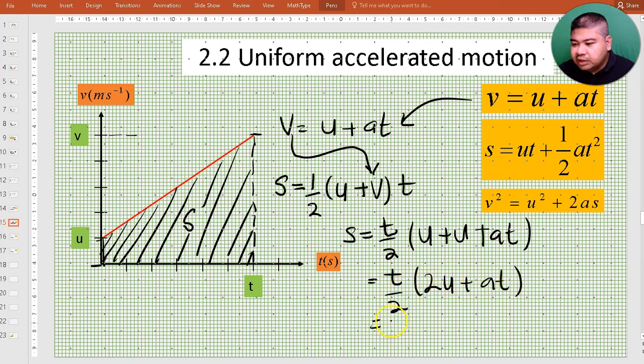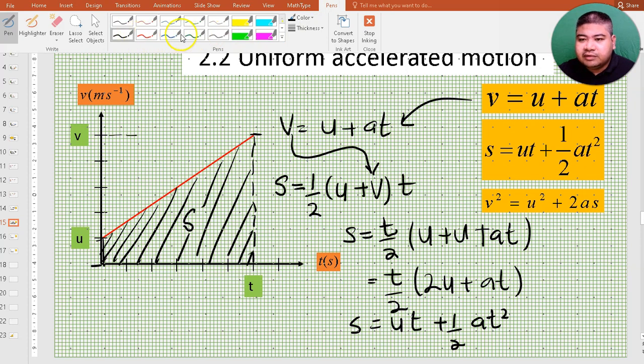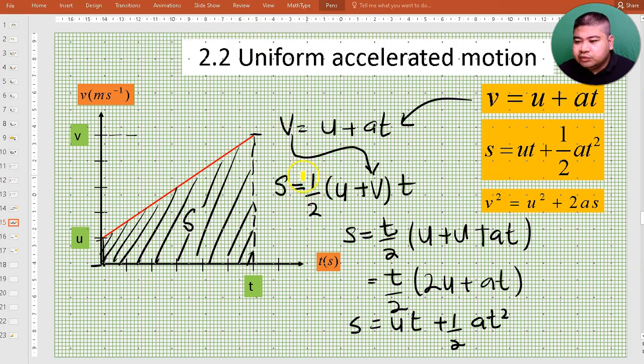The 2 will cancel out, so you are only left with ut, and then plus t times t becomes t squared, so you have half at squared. Basically, you have two equations that you can use to calculate the displacement of the object. You can use s equals half u plus v times t if you don't have the acceleration of the object. If you have the acceleration of the object, you can just use the other equation instead.